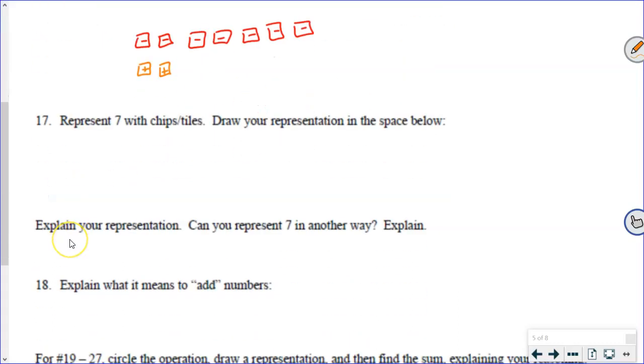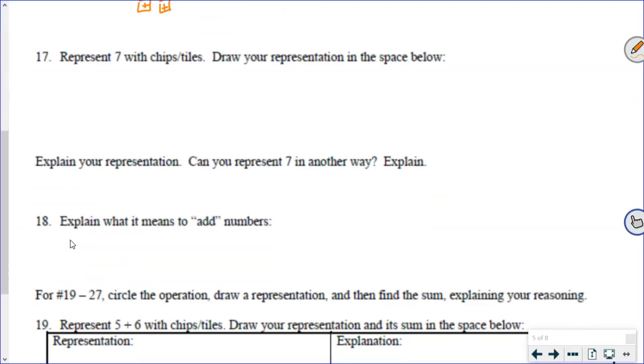Your turn now without any assistance. 17. And then the second part of 17. I want you to represent 7 with chips tiles. And then can you represent it another way below that? With your groups, this should take roughly 30 to 60 seconds. Ready, set, go.